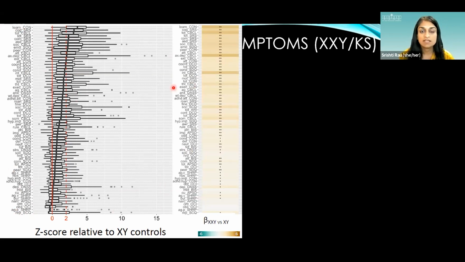Effect size is basically how clinically meaningful the discrepancy is that we're seeing. The more saturated the color, the higher the effect size, or the more clinically meaningful that difference is. And if you're seeing 2 asterisks, that just means that the discrepancy between the Klinefelter's group and the control group is statistically significant.